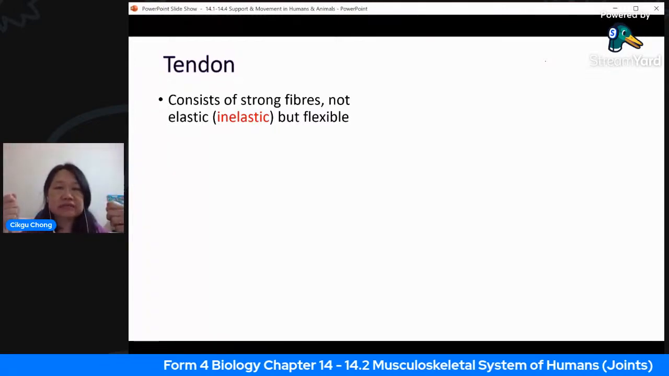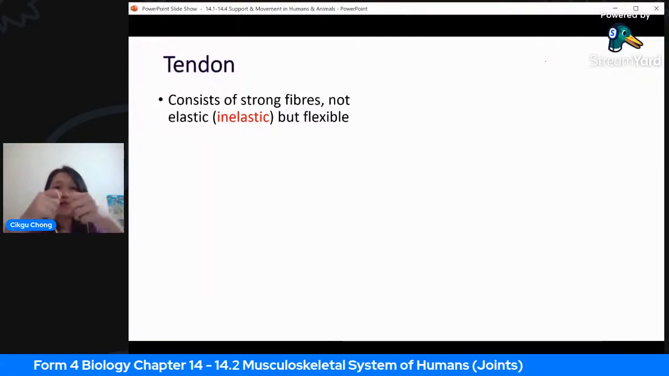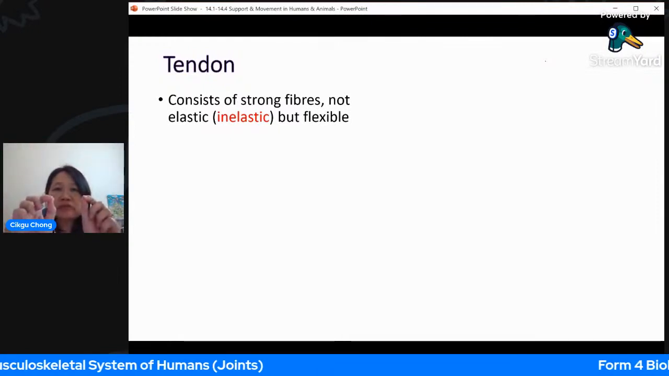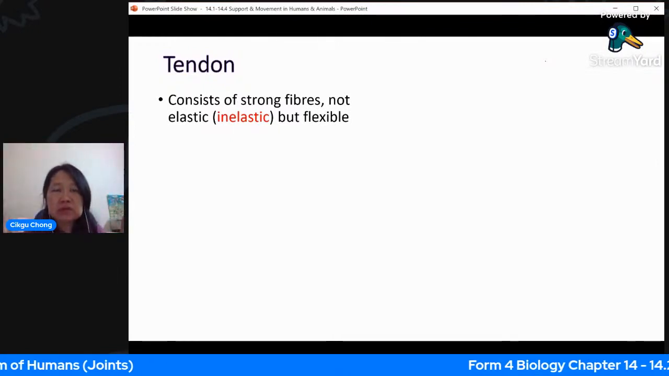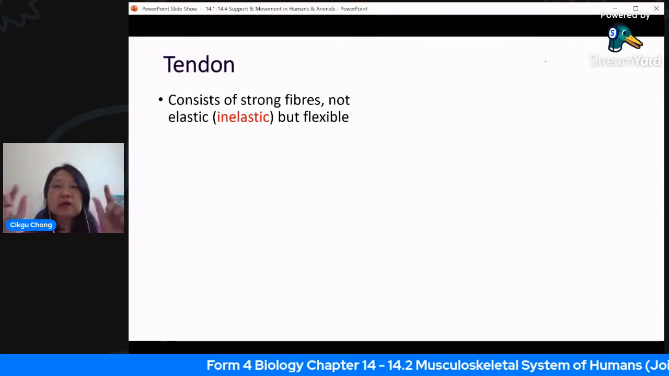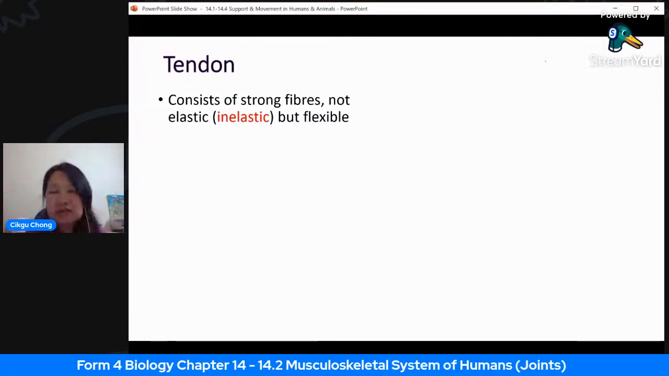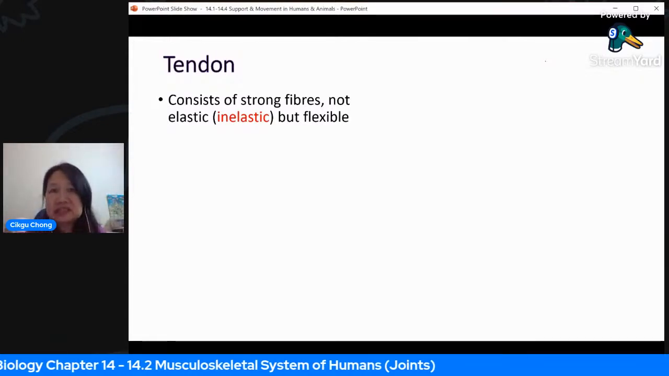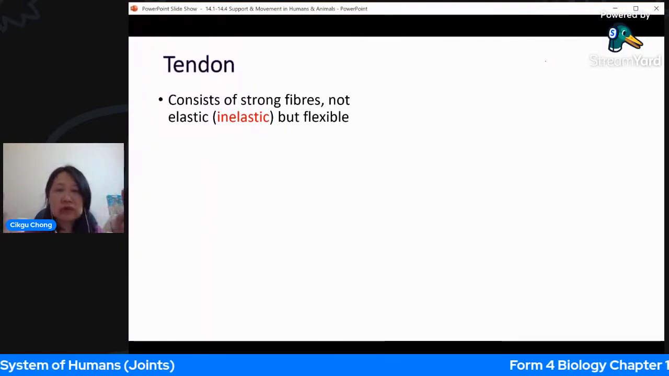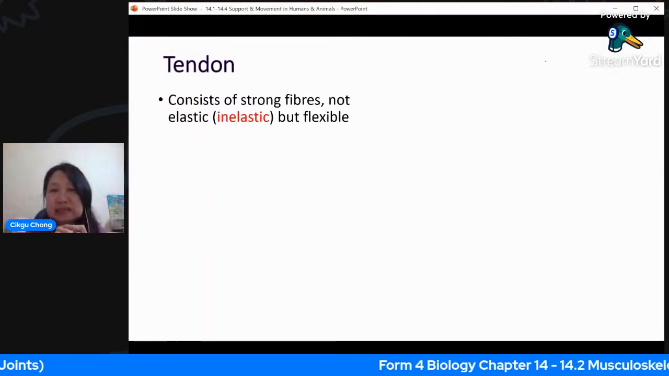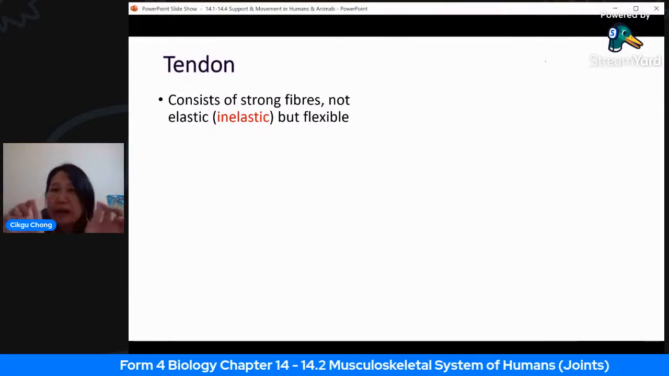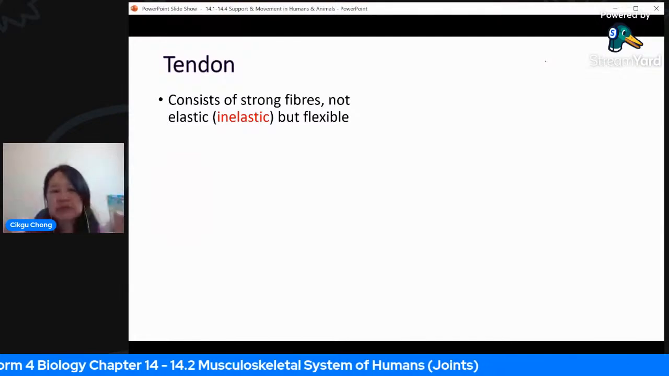That's called inelastic. If it's elastic, it has an original length, like this, 5 cm. When it is elastic, that means you can pull it and it becomes longer. That is called elastic. And when you let go, it will come back to the original length. That is the meaning of elasticity. But tendon is not. It is tough. It is flexible, right? But you can't pull it to become longer. So that's what I mean.